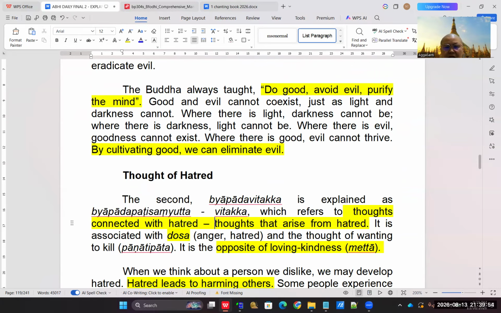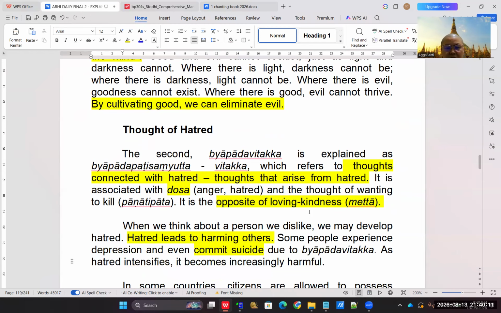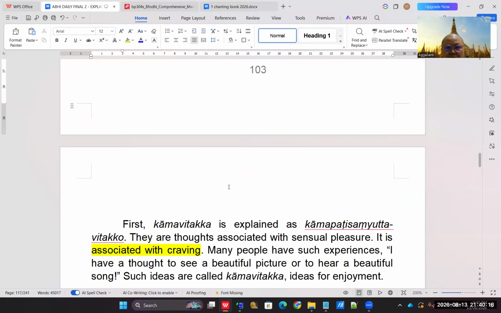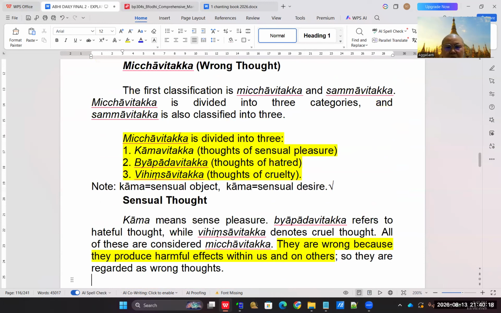So you have three: Kama Vitakka, then Vyapada Vitakka, and then this one. Vyapada is hatred, and Vihimsa is cruelty. Okay, and so on. Right? Kama Vitakka, Vyapada, Vihimsa. So this is some simple thing that you all should remember.